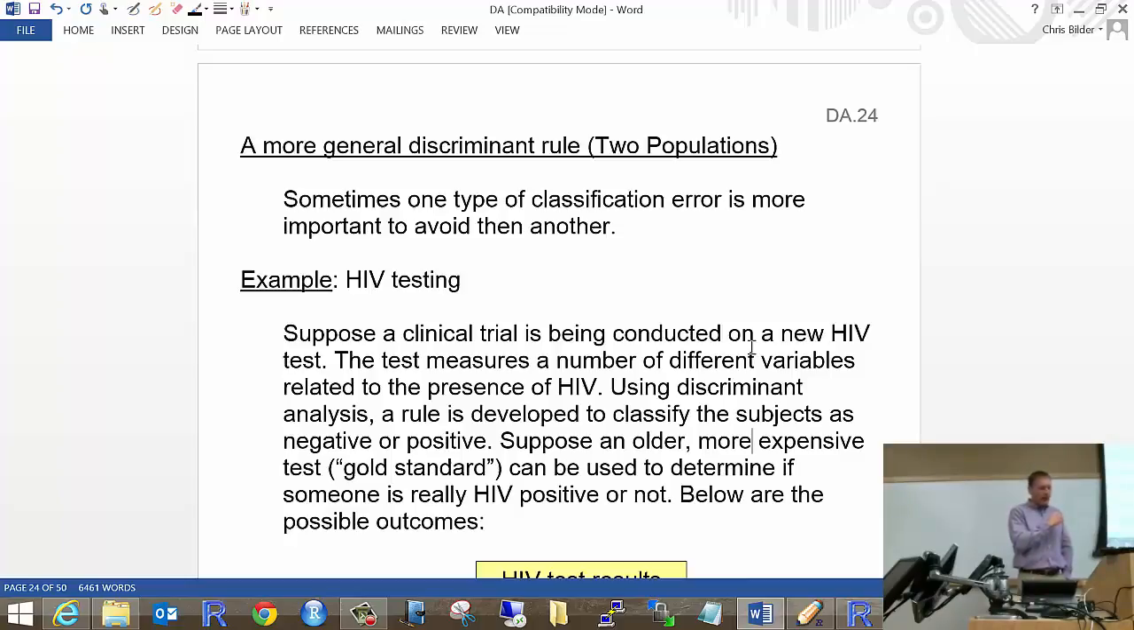And to set the stage for the first generalization that we're going to talk about, let's talk about it in the context of, let's say, being diagnosed for an infectious disease. And let's just talk about HIV testing. Let's say that a new HIV test is being developed. And if it's being developed, that means it needs to go through some clinical trials. So test it out, see how well it does.